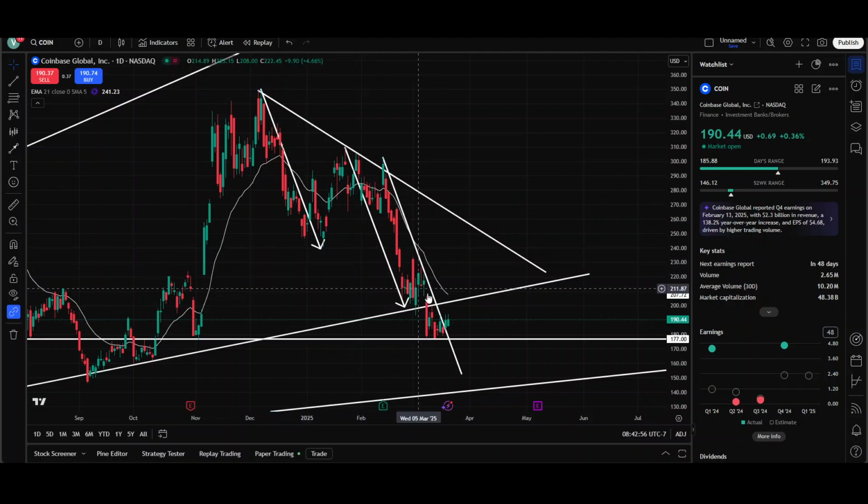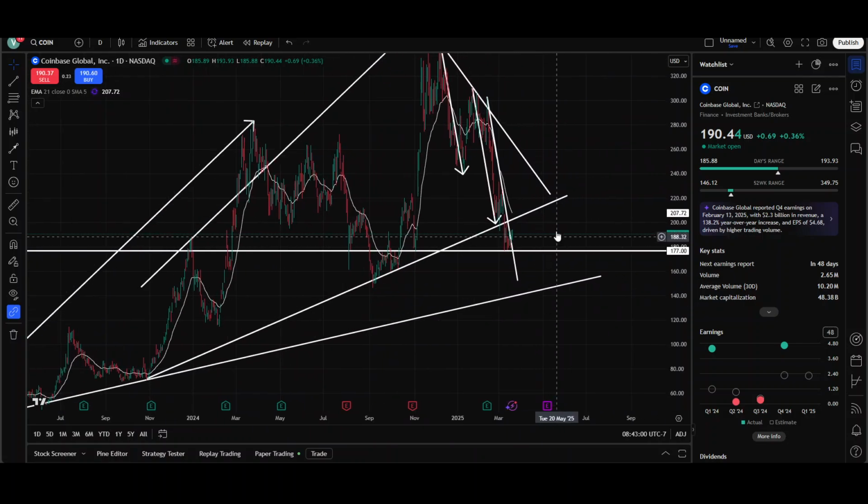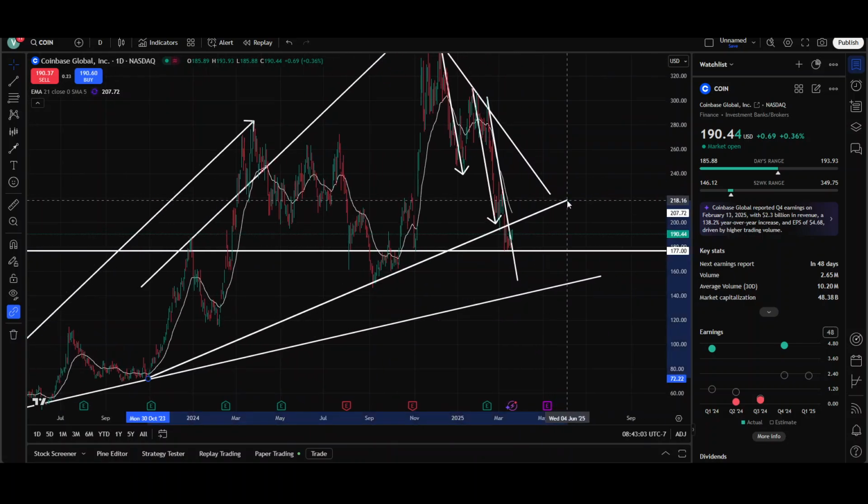Also for the bears, price is below the EMA. And there was this long-term trend line in play that the bulls have lost as of right now. They can still recover it, but as of right now, they have lost this bullish trend line right over here.